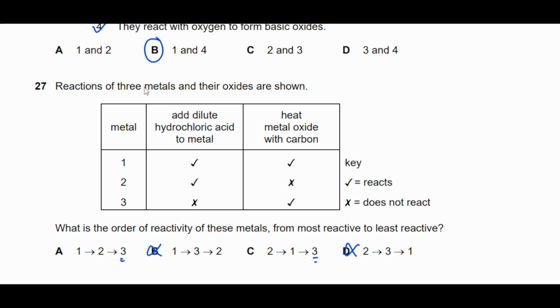Okay. Now, which is the most reactive? So the most reactive one would actually be 2 because it does not get displaced by carbon, right? So if it gets displaced by carbon, it's actually less reactive. It will be a less reactive metal. For a more reactive metal, so this one, metal 2, you probably need electrolysis to extract the metal. Okay. So the answer is C. So 2 is the most reactive, followed by 1, followed by 3.